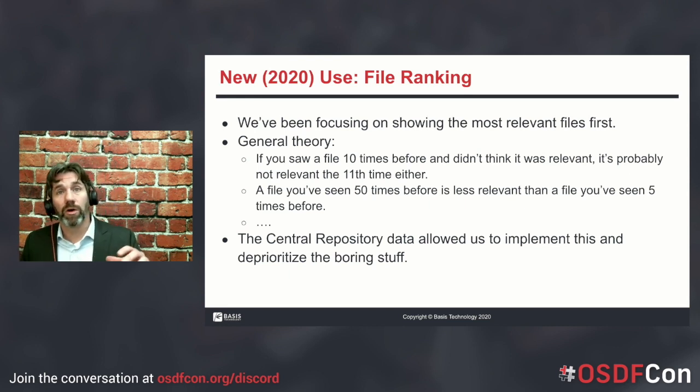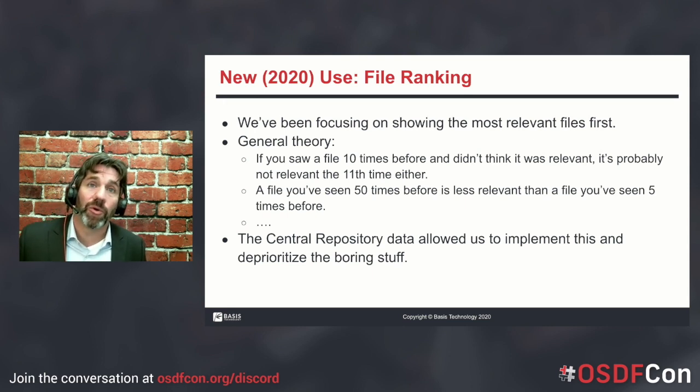So what we really want to focus on is this idea of ranking. One way that we can use the CR for ranking is basically on how common or unique a file is. Here's the theory. If you've seen the file 10 times before and you didn't mark it as relevant or tag it before, it's probably not relevant the 11th time either. So we're going to deprioritize that relative to a file that you've never seen before and never ignored. Similarly, if you've seen a file 50 times before, that's going to be even less relevant than a file you've seen only 5 or 10 times before, right? The more you've seen it and the more you didn't care about it, the less interesting it's probably going to be in your future cases. That's the basic idea, right?